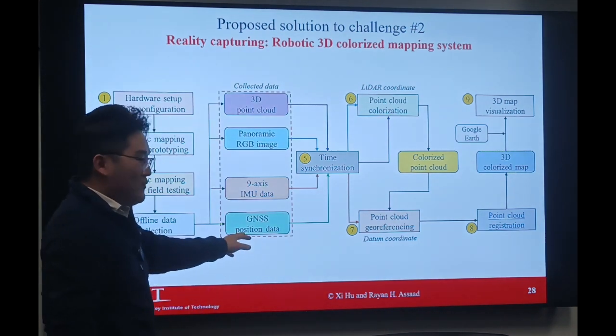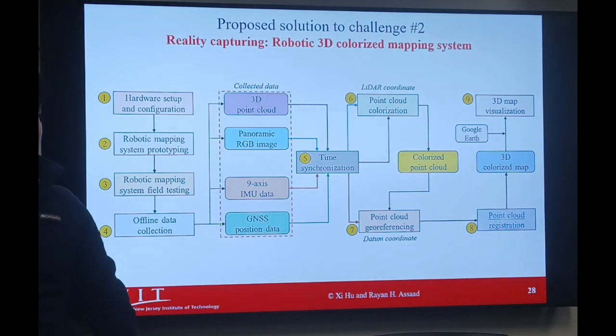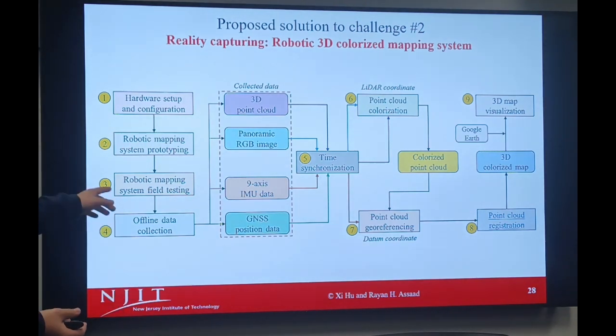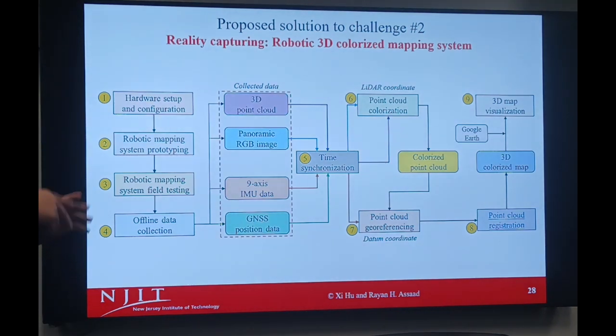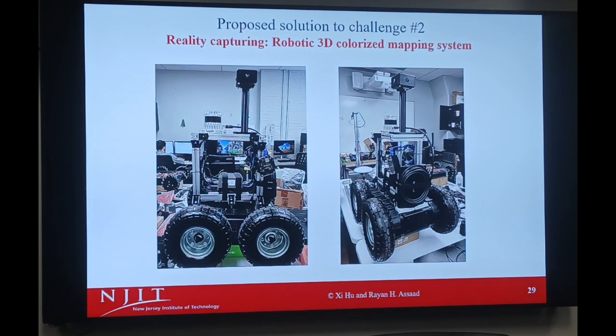And also, if you want to localize where you capture the data, you're going to use the global navigation satellite system. This is a more general version of GPS because this system includes the European system, the Chinese system, and also the US GPS system, right? And then once we reach there, we categorize the point cloud, georeference it, and then register the point cloud to get a map. It's kind of conceptual, but I'm going to walk you through once I move on.